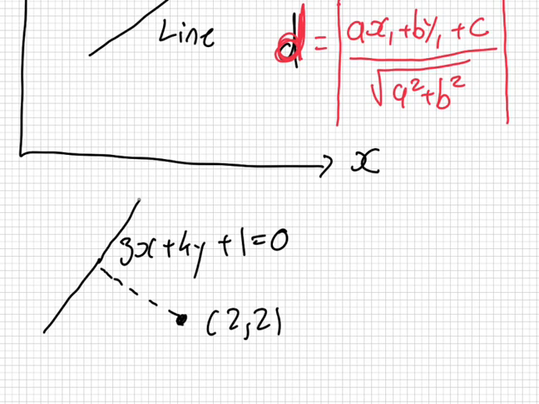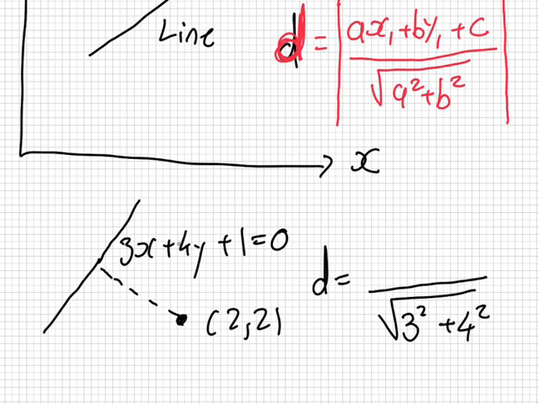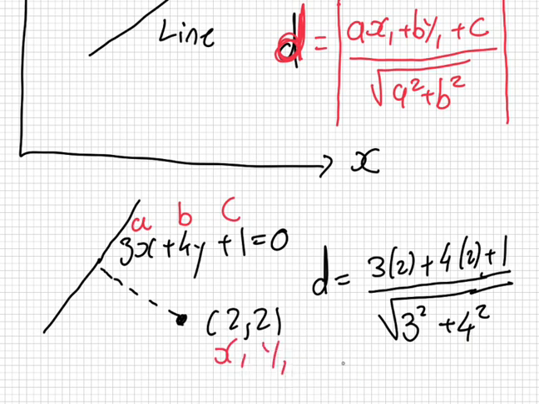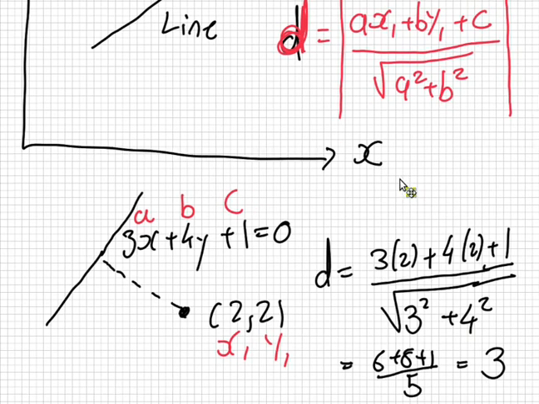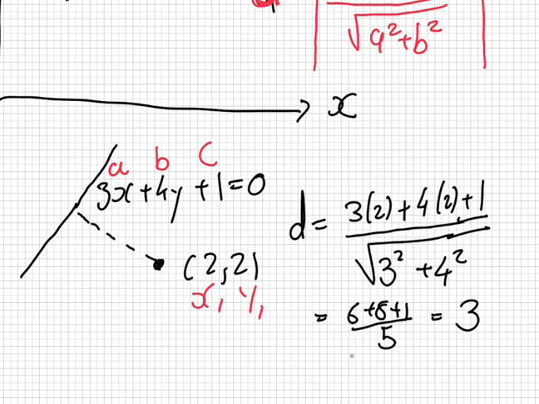I want this distance. So if I use my formula, here is square root 3 squared plus 4 squared, and then here I have a, that's a, remember, times x1 plus b times y1 plus c. So I'll just write the letters in. That's a, b, c, x1, y1. So this will equal 6 plus 8 plus 1 over 5. So what's that? 3, is it? So this point is 3 units from the line.